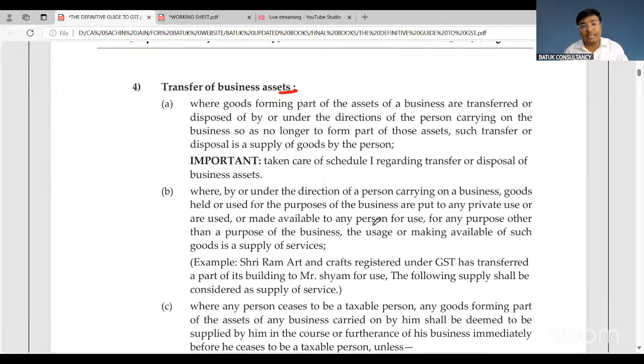Transfer of business assets. Just go through the language: where goods forming part of the assets of a business are transferred or disposed of by or under the direction of the person carrying on the business, so as no longer to form part of those assets, yes, the same will be treated as supply of goods, because this is a transfer of business asset.